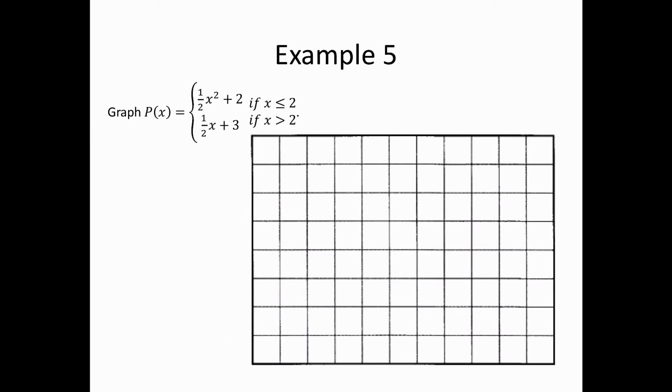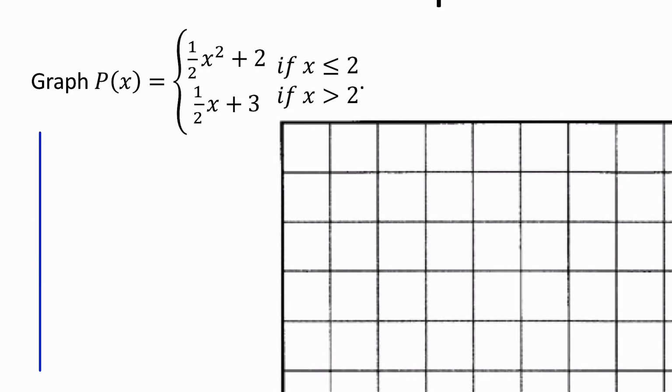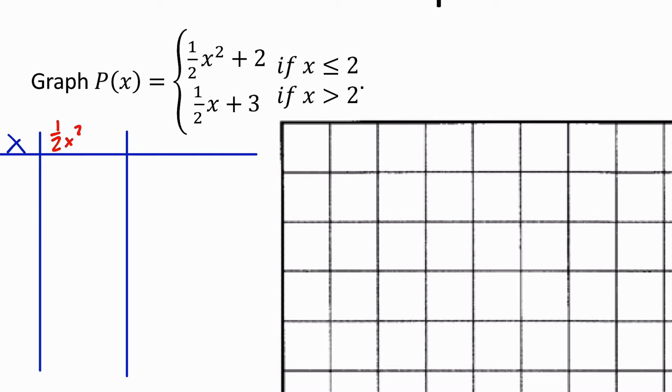So I'm still going to create a 3-columned table. That's the word I was looking for. We've got some x's, and now we've got some values we're going to plug into 1/2. In fact, let me color code this as red. We'll have 1/2 x squared plus 2, and then the other column is going to be for whenever we need to plug it into 1/2 x plus 3. So I'm going to choose -2, -1, 0, 1, 2, 3, 4, and that should be sufficient.